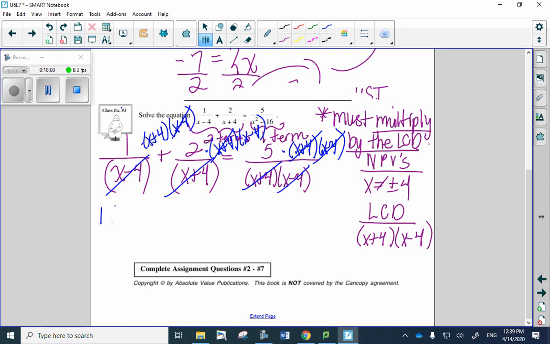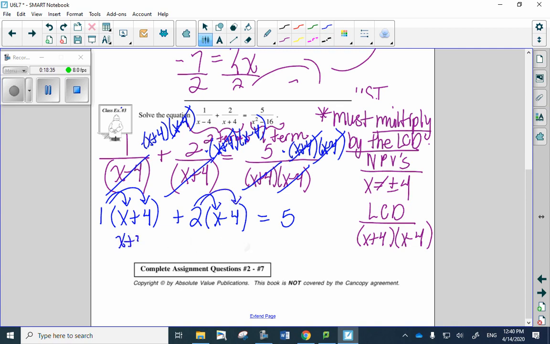I'm left with 1 times x plus 4, and then plus 2 times x minus 4 equals just 5. Okay, this line is really important. You want to get here, just like we did when we cross-multiplied, you got rid of the denominators. So now all we have to do is distribute into our brackets and simply solve. So 1 times x plus 4 is going to be x plus 4 plus, this is 2x minus 8 equals 5.